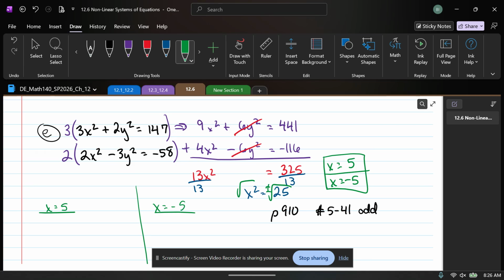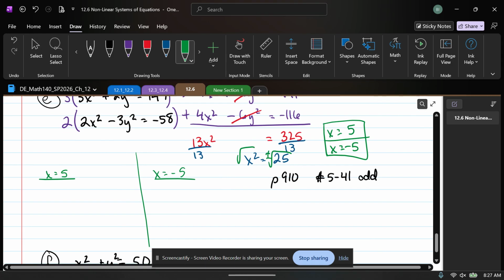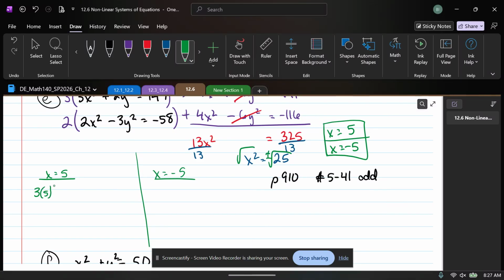So I'm going to work that out. And it really doesn't matter which one of those two you go into. They're both equally crappy as far as which one to plug into. I'm going to go to the first one because it doesn't have any negatives. That's my only reason we're going to it. So I'm going to plug in positive 5. So that's going to be 3 times positive 5 squared plus 2y squared equals 147. So that's 3 times 25, which would be 75.